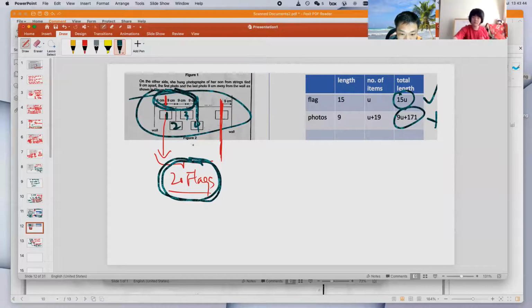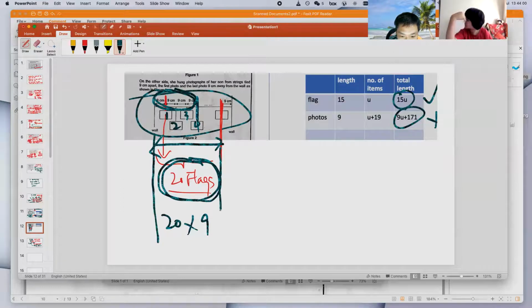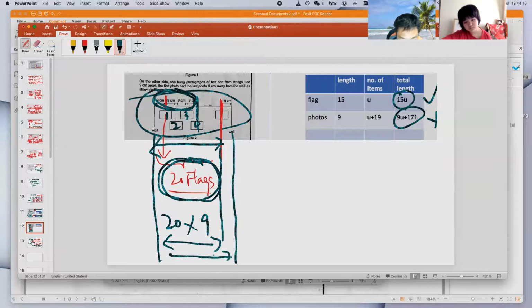So if you have 20 flags, from here to here is 20 times 9. Am I right? Yes. But the distance of the wall is here or here. Which one is the distance of the wall? The second one. Yes. So therefore, can you see we miss out this 9 cm?